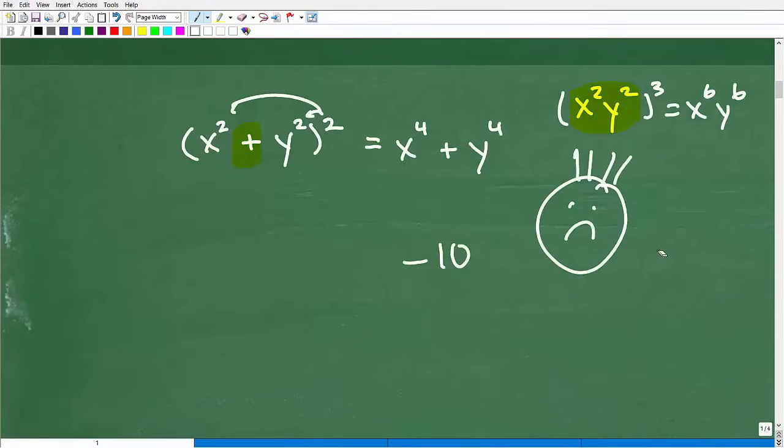No, this is the rule. No, it's not the rule, okay? This is a sum or a difference. You cannot do this. You've got to think of these as binomials, like A plus B squared.